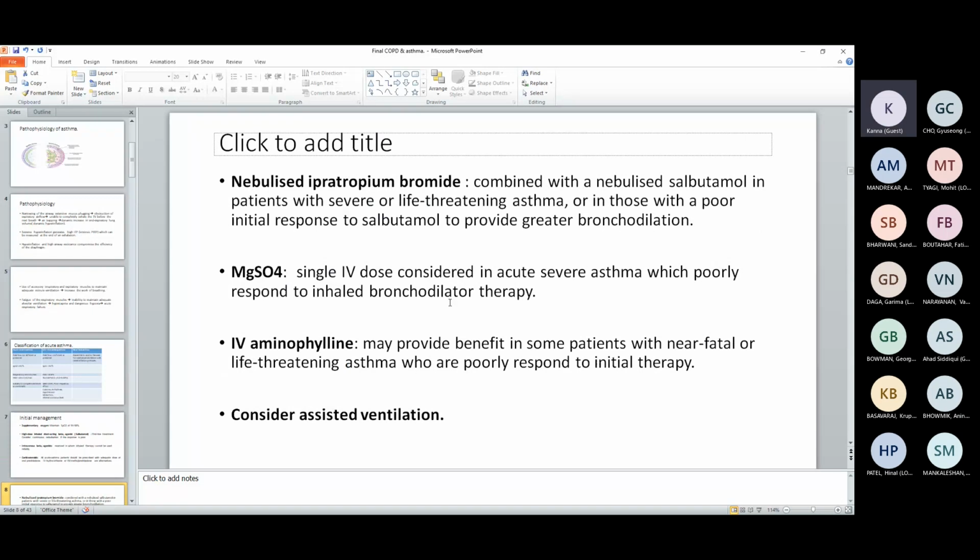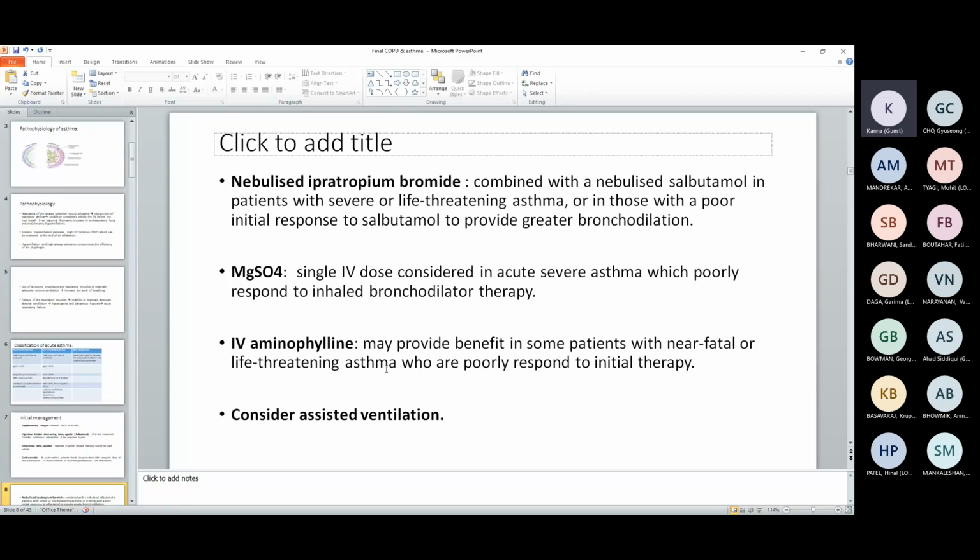And additional bronchodilator therapy should be with nebulized ipratropium, especially in life-threatening or acute severe asthma. If those standard treatments are not effective, then we can consider magnesium sulfate and aminophylline. Magnesium sulfate should be tried as a single IV dose. Aminophylline also can be used, but these two therapies need a specialist opinion.